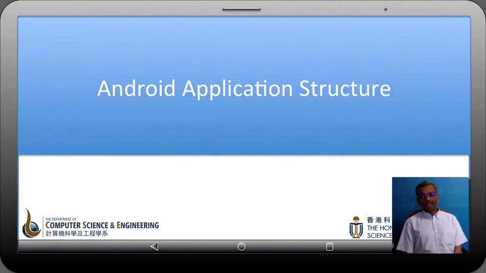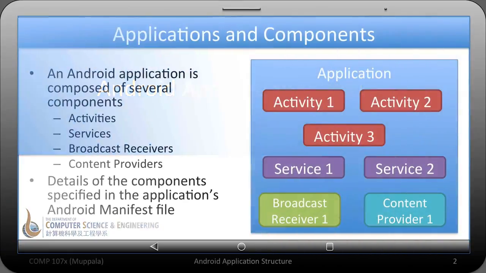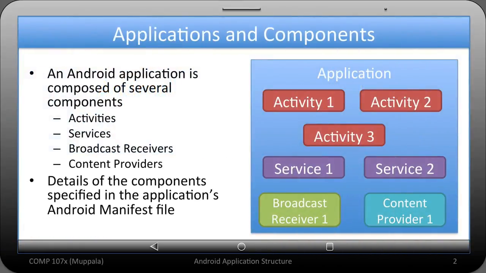So far, we have seen two different applications, the Hello World and the Greet Friend application. Both these applications contained a single activity. Now, in general, Android applications could be composed of several components. It could contain several different activities, one or more services, broadcast receivers, and perhaps content providers. The structure of a specific application depends upon how it is designed and what components it is designed to contain.